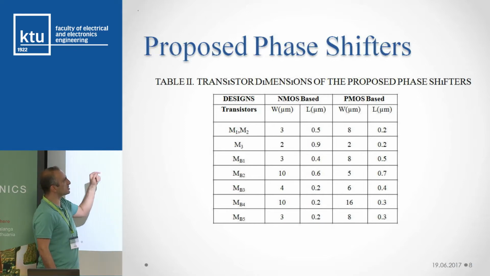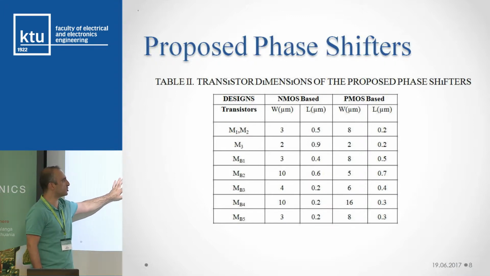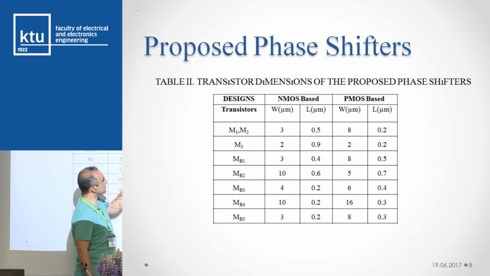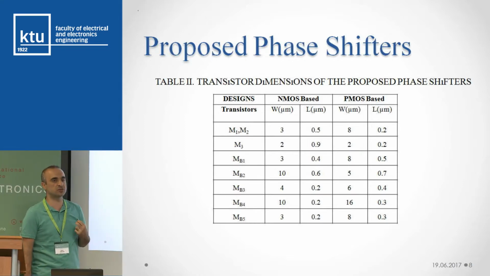And these are the transistor dimensions of the phase shifters. They are obtained from the design automation tool that I will talk about in a few minutes. The width and length of the transistors are all obtained from using the design automation tool.